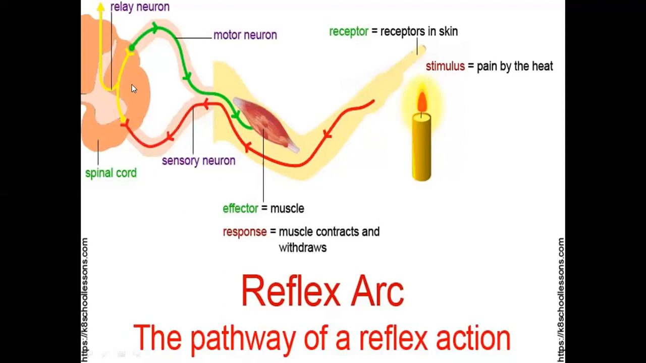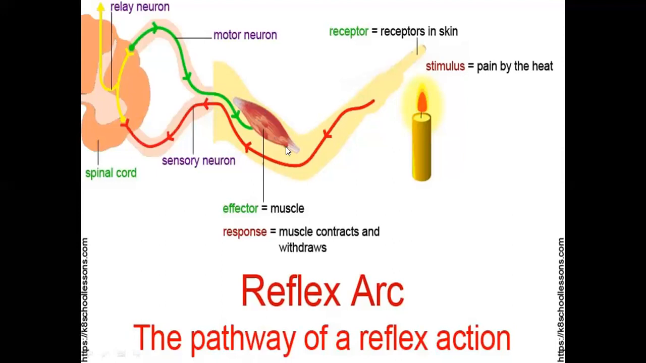From this interneuron, what happens? The impulse is passed to the motor neuron. This is the motor neuron, and this motor neuron carries it to the muscles of the arm. These are the muscles of the arm. What happens? These muscles will contract and withdraw the hand. Is it clear? When the motor neurons reach here, the muscles will contract to withdraw the hand.